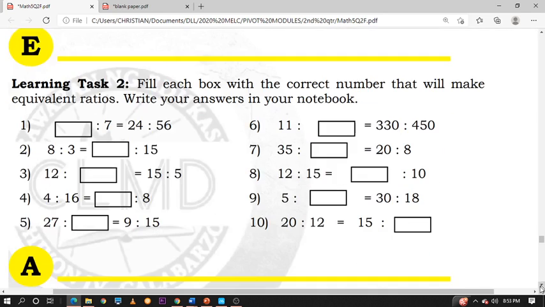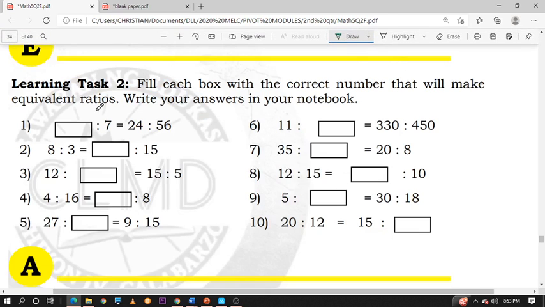Okay, for the learning task 2, fill each box with the correct number that will make equivalent ratios. So, write your answers on your answer sheet. So, paano naman po ito? So, ganito lang. Alin po ba dito ang nawawala? Yung extreme. Isang extreme. Okay?